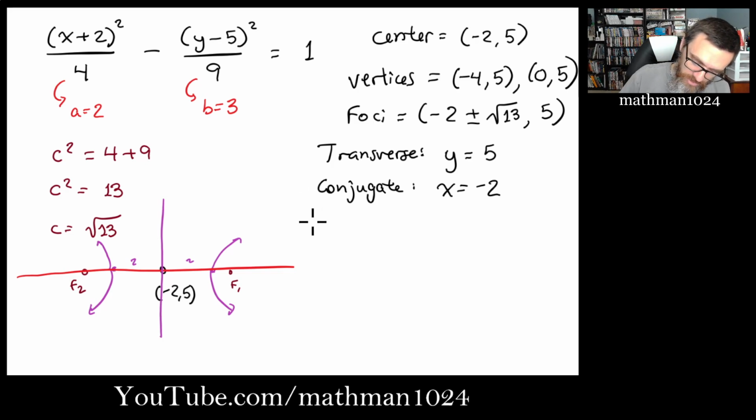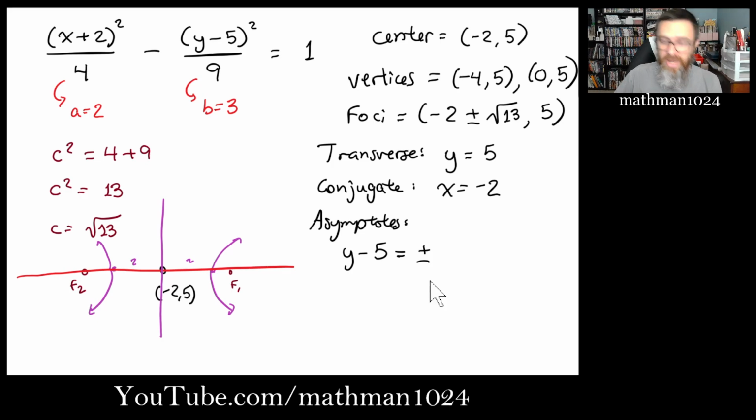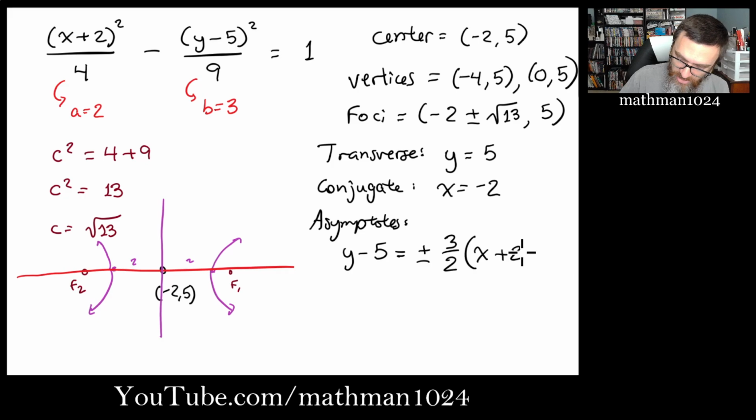Your asymptotes. All right. So we have y minus 5 equals plus or minus b over a, 3 over 2, so 3 over 2 times x plus 2. Again, using that point slope formula, focused at the center, and then we should be totally good from that.